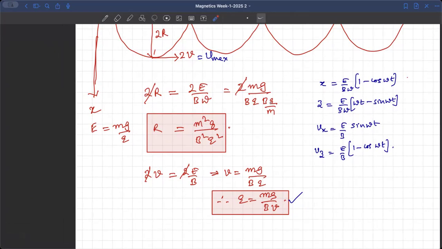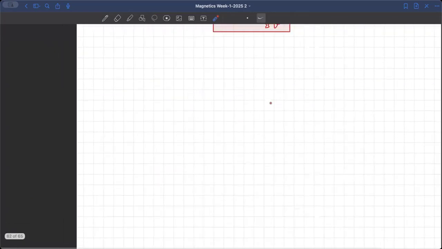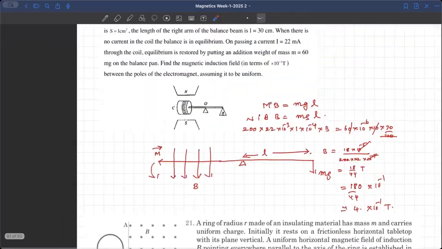So I taught you two questions on the same model. Remember, two questions, not even one, two questions.